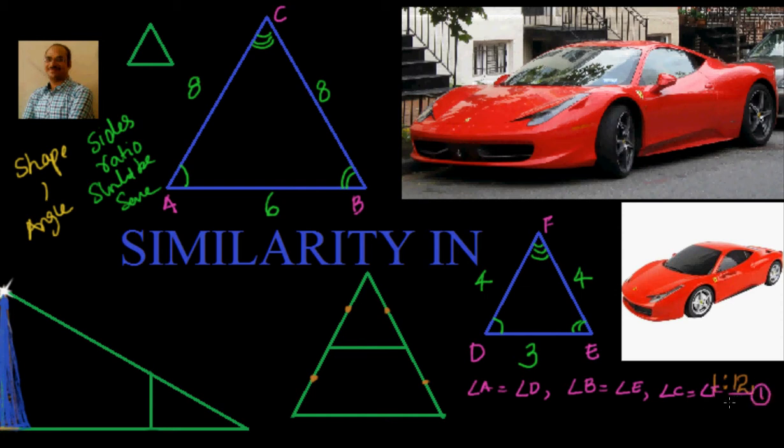This is the first condition to be satisfied. And the second one is that the sides should be proportional. That means the ratio of the corresponding sides should be the same. That means AC by DF should be equal to AB by DE, which should be equal to BC by EF.